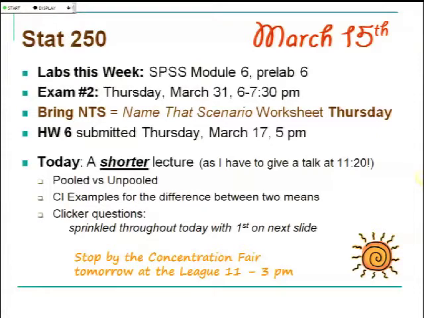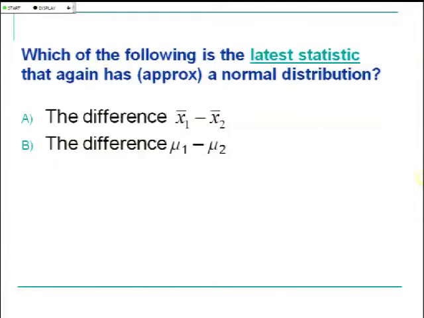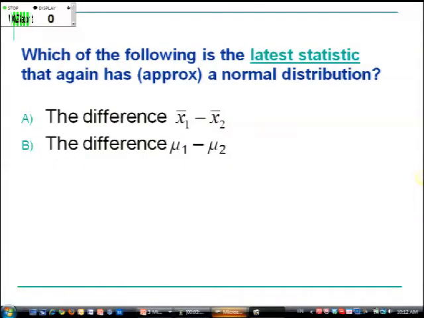Homework 6 is on paired. Homework 7 and what we're discussing today: which of these two options is this latest statistic that we've been studying and using? The statistic that has an approximate normal distribution again.